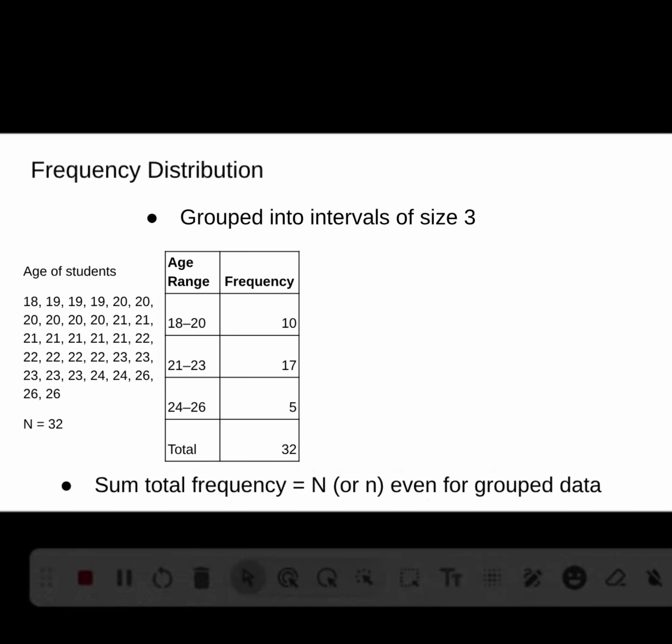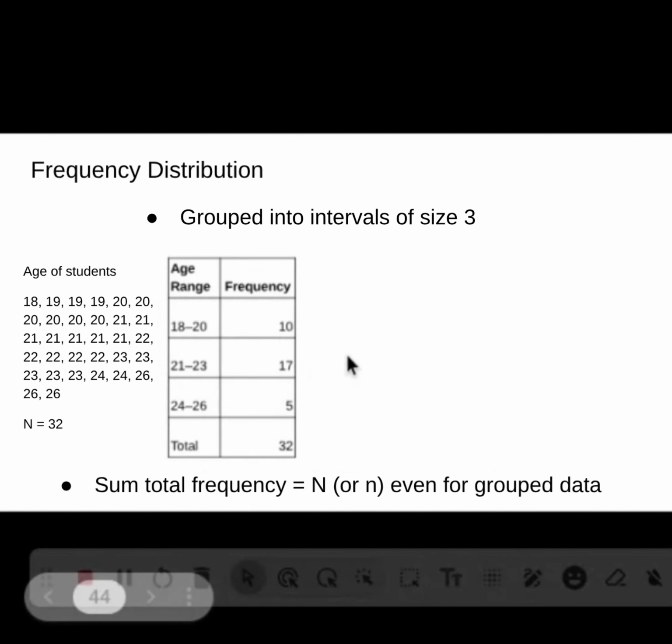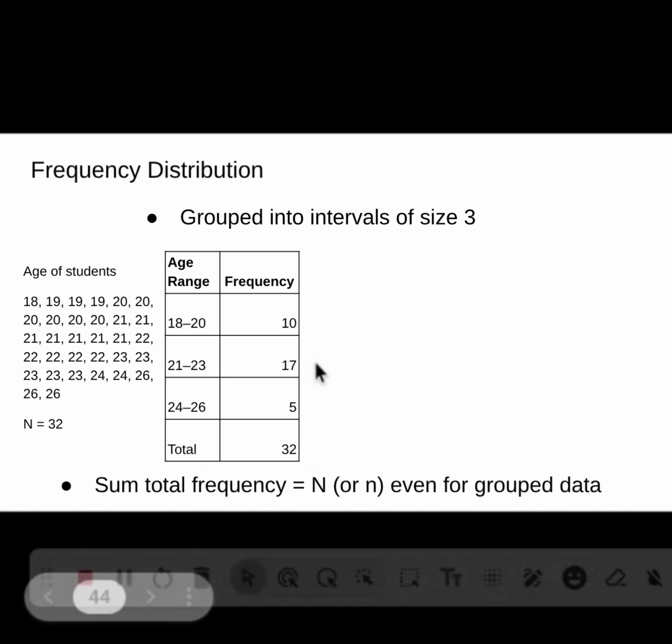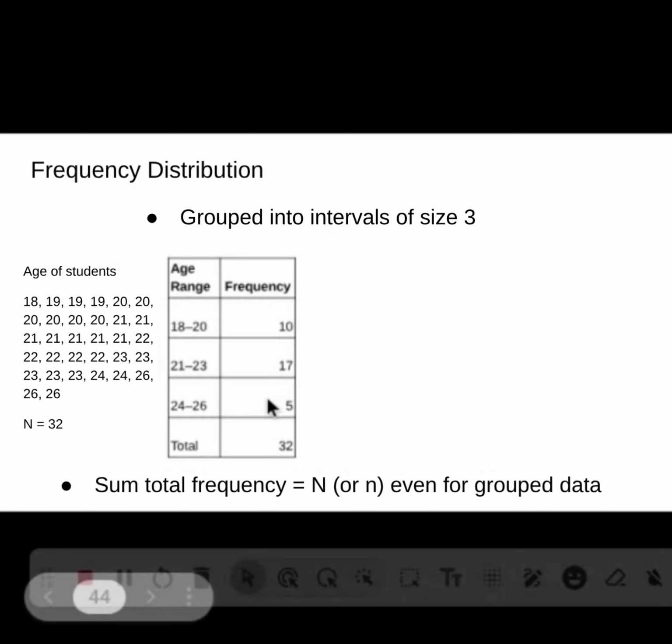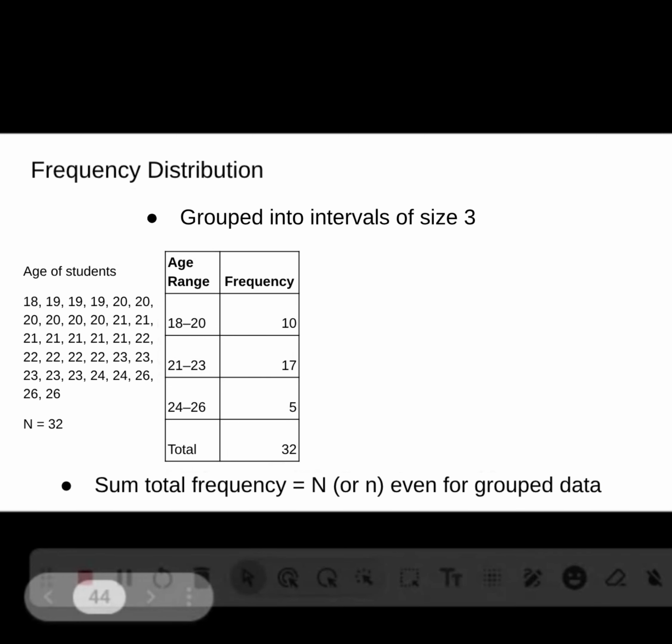In this example, we use 3-year intervals. When we group the data, we lose some detail, but the result is a cleaner, more readable summary. For example, it becomes immediately clear that the majority of students are between 21 and 23 years old. The total frequency across these grouped intervals adds up to the full population size, just like in the ungrouped frequency distribution.